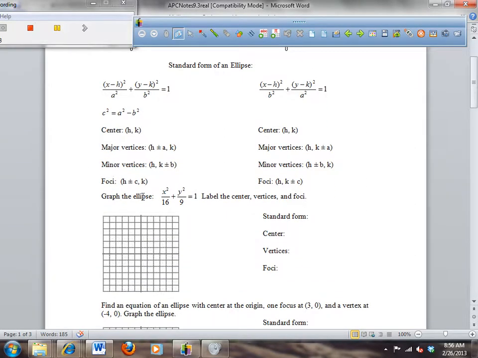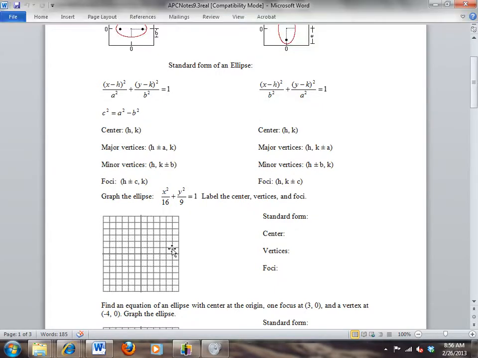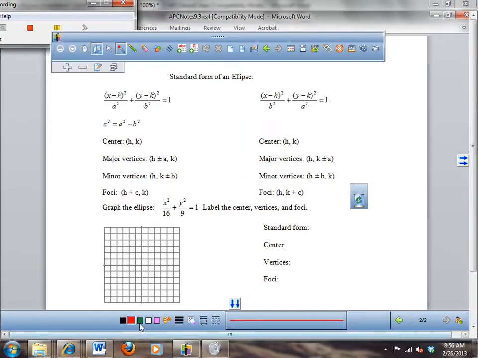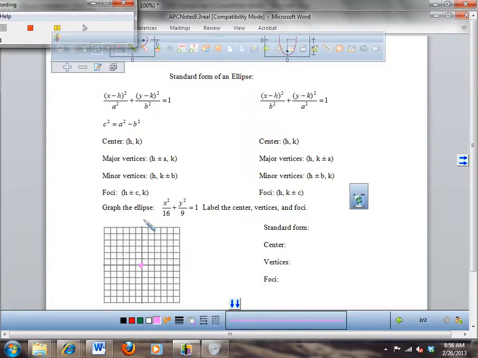So graph the ellipse. Since there's no h, k, this one is centered. We need a different color than red. Red's not very good. Purple. Okay, so this one's centered at the origin. And this is a squared, so that must mean that A is what? 4. A is 4, and B is 3. Have you guys done this before? Last year. Maybe last year.